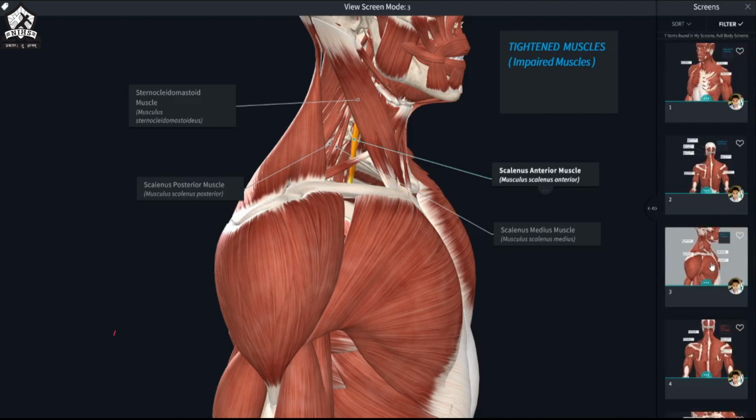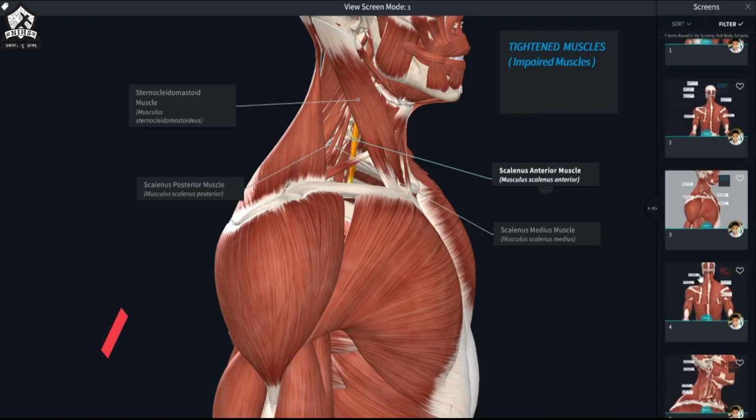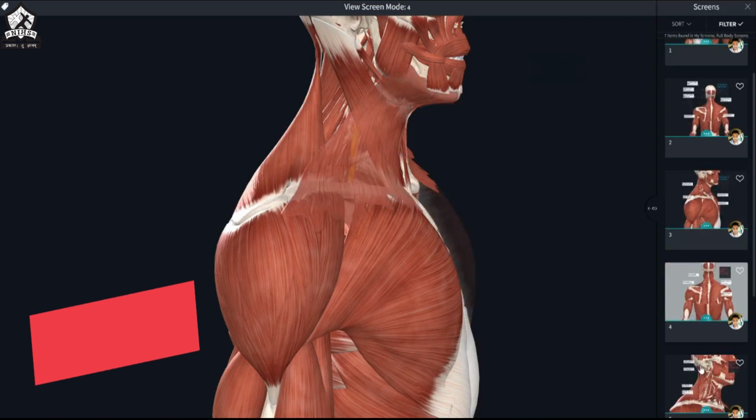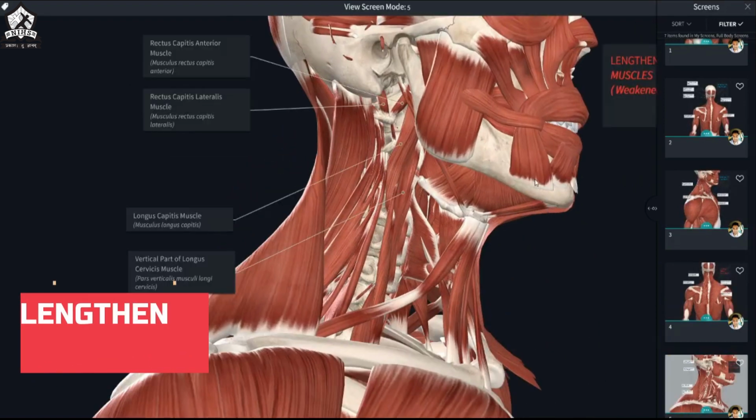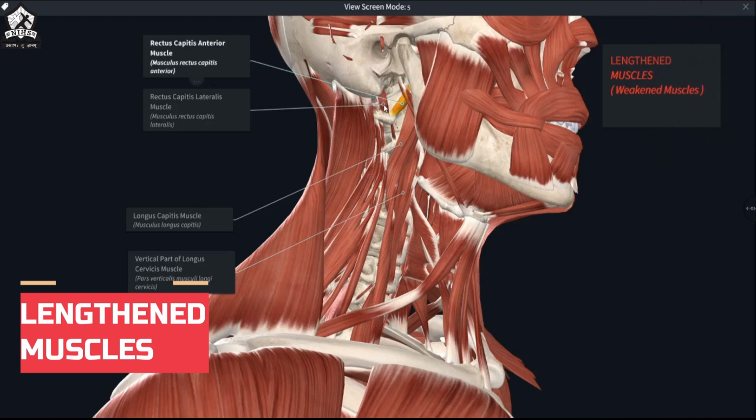Now I'll be checking the lengthened or weakened muscles. So first of all, looking at the anterior aspect, the weakened muscles anteriorly are again two more suboccipital muscles, that is the rectus capitis anterior and the rectus capitis lateralis. Then there are the deep neck flexors, that is the longus capitis and the longus colli.